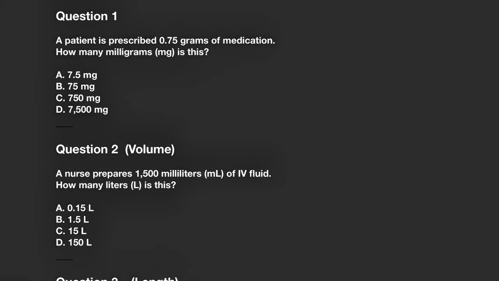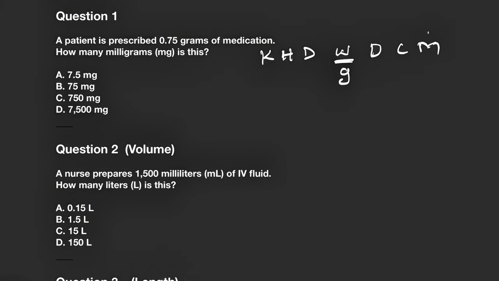Question 1 says a patient is prescribed 0.75 grams of medication. How many milligrams is this? Like I told you, we will use King Henry died while drinking chocolate milk. This is the base unit. Now, what are they giving us? They're giving us grams. Grams is the base unit. And what do they want? Milligrams. Where is milli? Milli is right here.